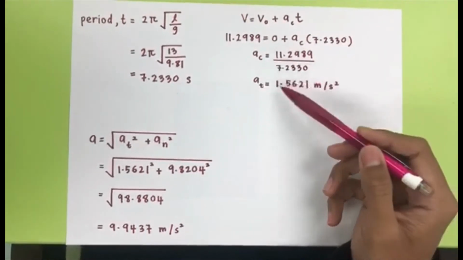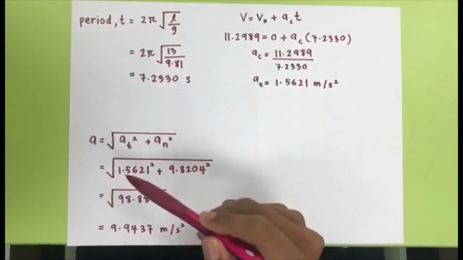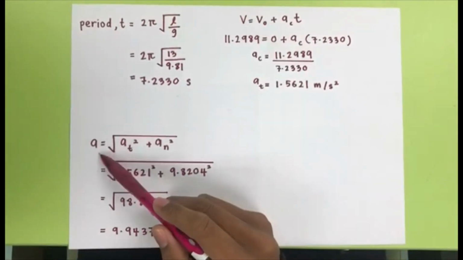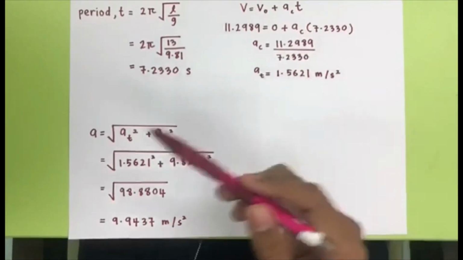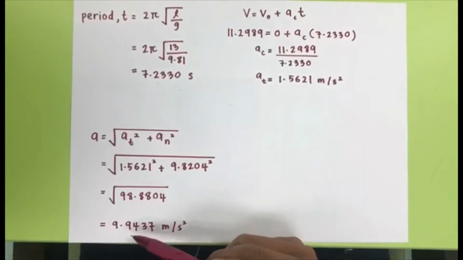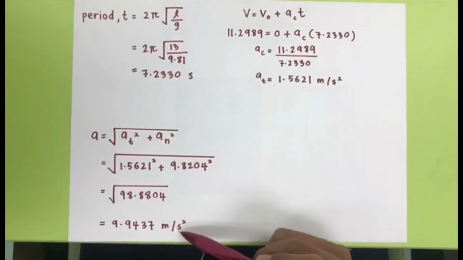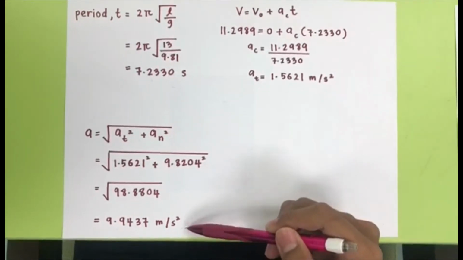So the next step is to calculate the magnitude of the acceleration by using this formula. By substituting the values into the equation, we will get 9.9437 meters per second squared. That is the magnitude of acceleration.